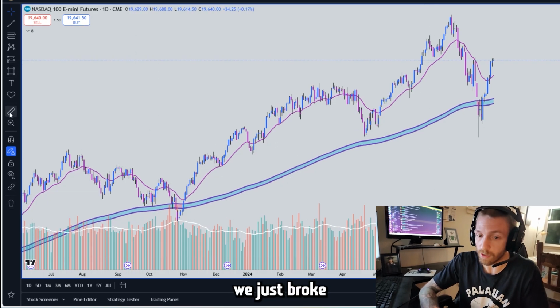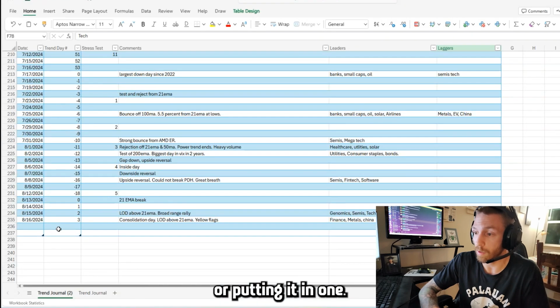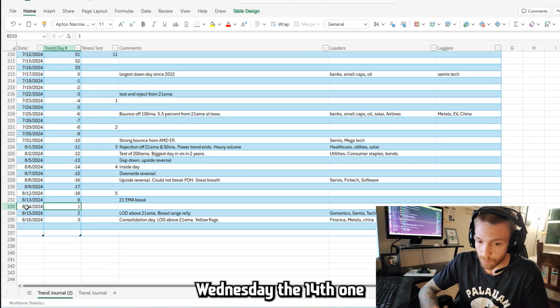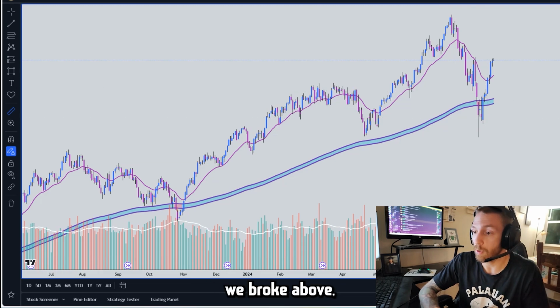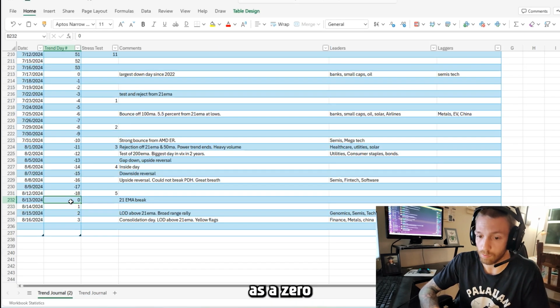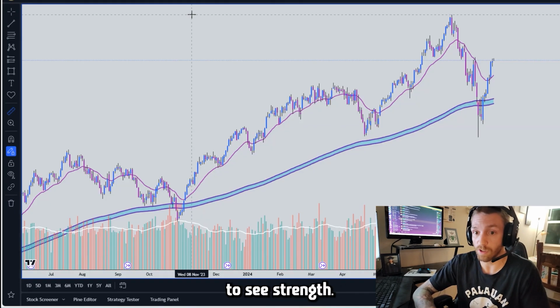So right now, we just broke above your 21 EMA. Boom, we put it in an uptrend on day 2 above the 21 EMA because it wasn't a clear, decisive break. It was, but it wasn't full. Once we created this fair value gap on Wednesday, I ended up putting it in as a 1. So right here, Wednesday the 14th, 1. And then the day we broke above, I just put it as a 0. Because that way it shows that, hey, we're above it, but now we want to see strength.